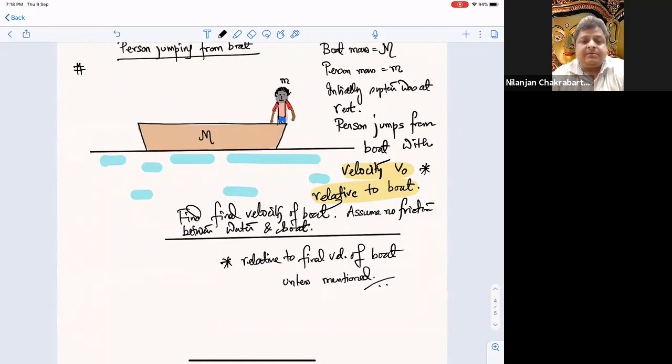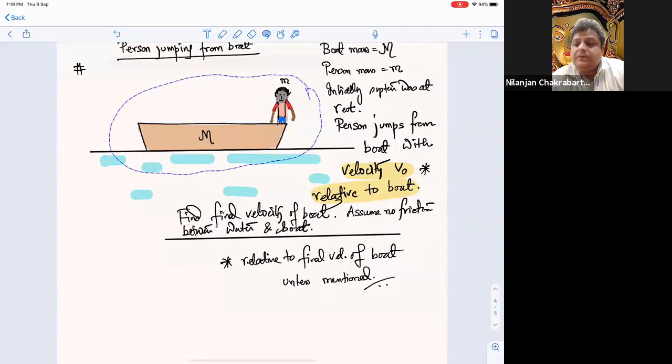The person applies force to the boat, then the boat starts moving, then the boat applies a force to that person and he jumps off. That's an impulsive force, a force which acts for a very small time, a small time of contact between person and the boat. So relative to the boat is implied to be relative to the final state of motion of the boat.